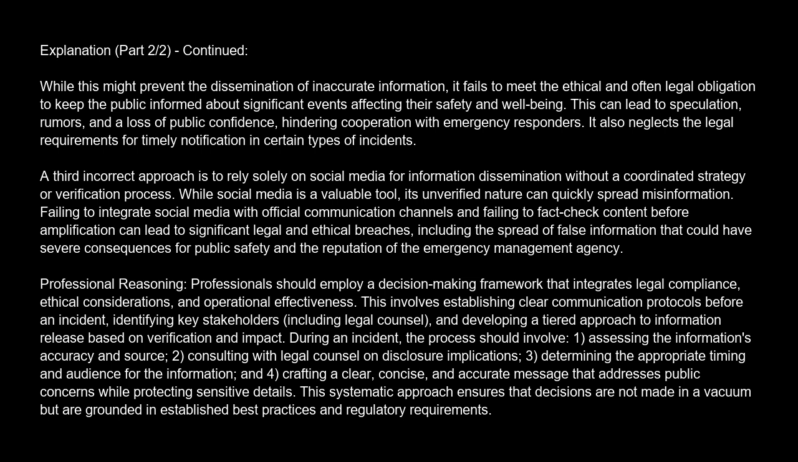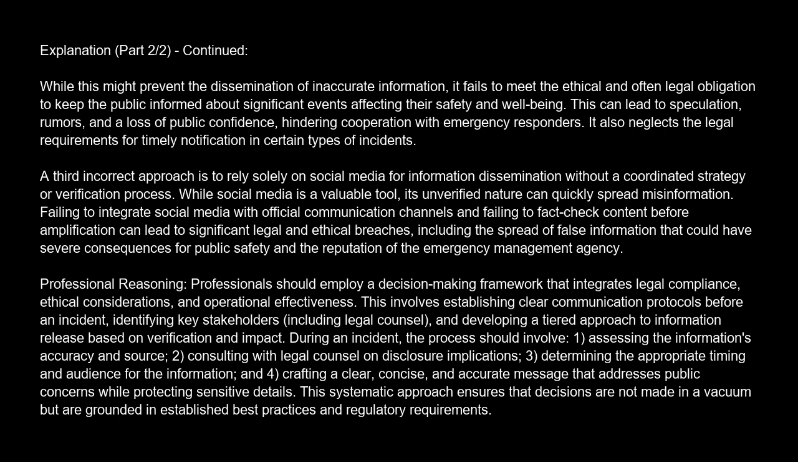A third incorrect approach is to rely solely on social media for information dissemination without a coordinated strategy or verification process. While social media is a valuable tool, its unverified nature can quickly spread misinformation. Failing to integrate social media with official communication channels and failing to fact-check content before amplification can lead to significant legal and ethical breaches, including the spread of false information that could have severe consequences for public safety and the reputation of the emergency management agency.